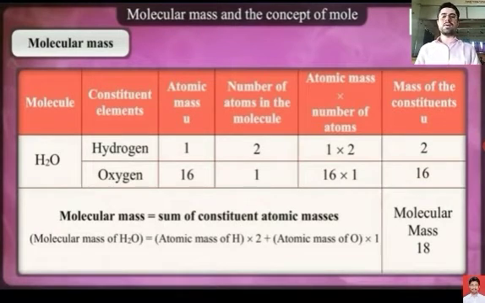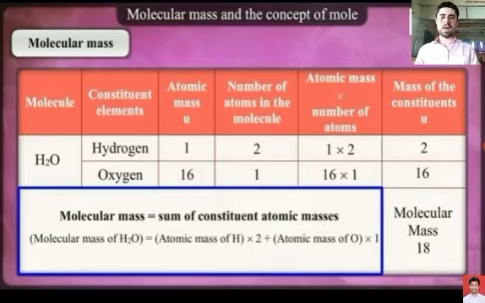In this way, the total molecular mass of the H2O molecule will be the sum of the constituent atomic masses of hydrogen as well as oxygen. Therefore, the molecular mass of H2O is equal to atomic mass of hydrogen into 2 plus atomic mass of oxygen into 1. In this way, the total molecular mass of the H2O molecule becomes 18.